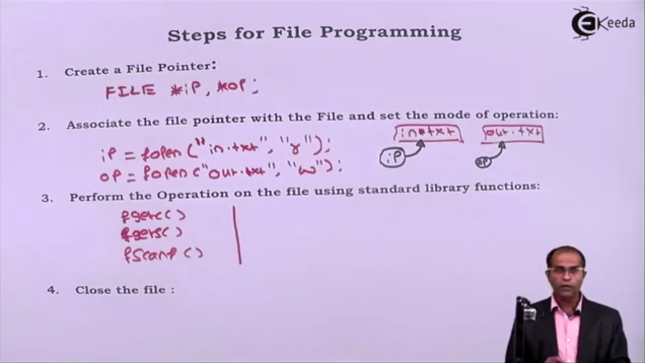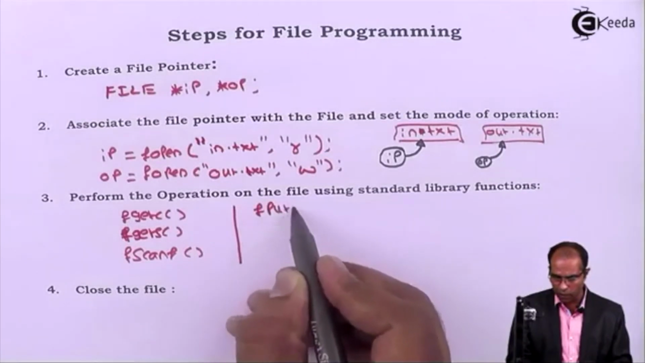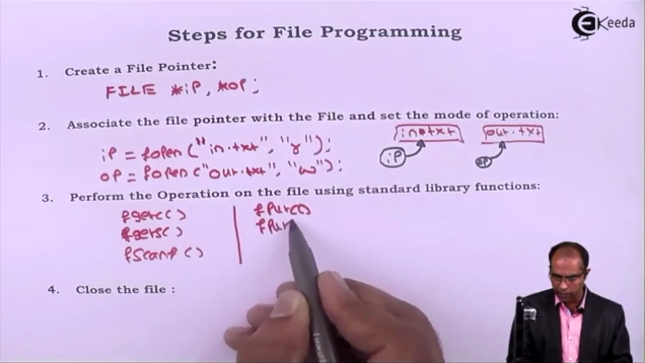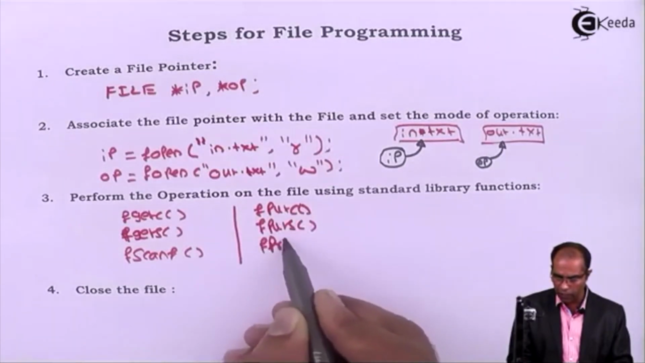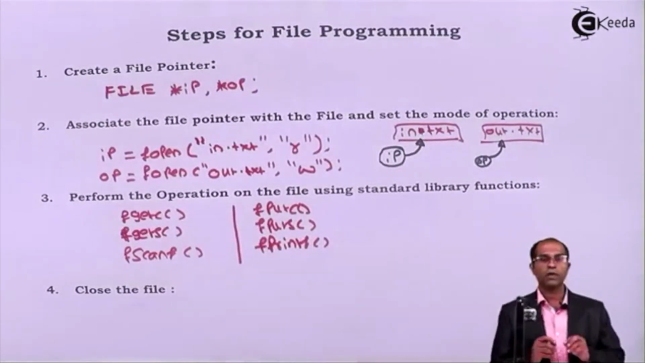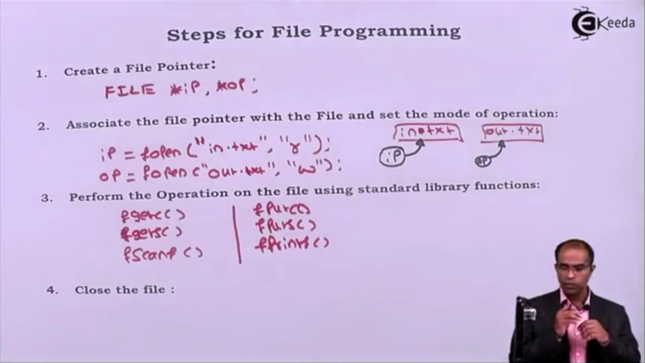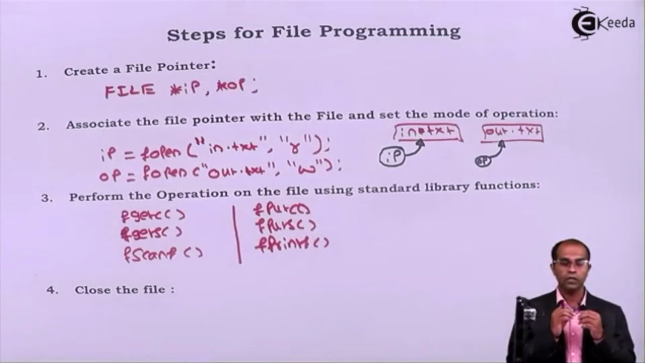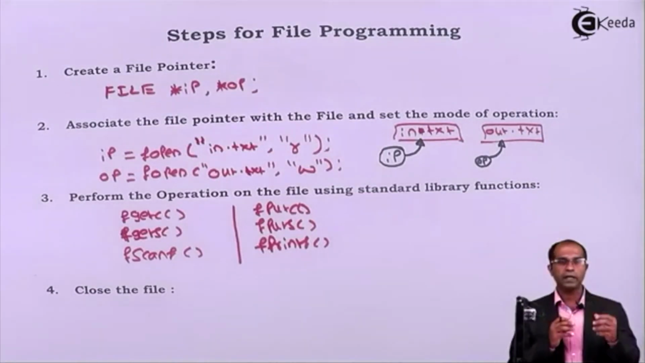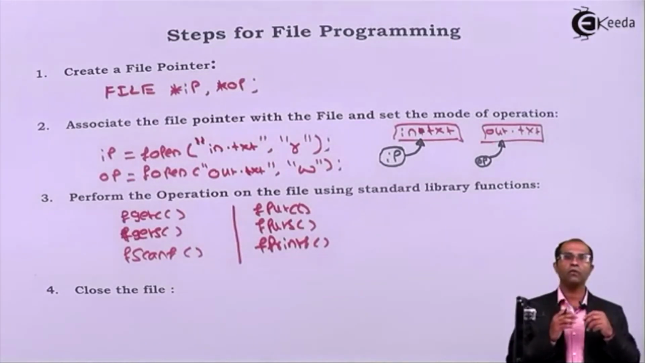Now, if I have to do a write operation, the various commands which we use are fputc, fputs, and then we can use fprintf. All these commands will help us do a write operation onto a file. In the next subsequent video, we'll see the detailed syntax of these commands, and how gets, getc, fgets, fgetc, fputs, fprintf all will work.